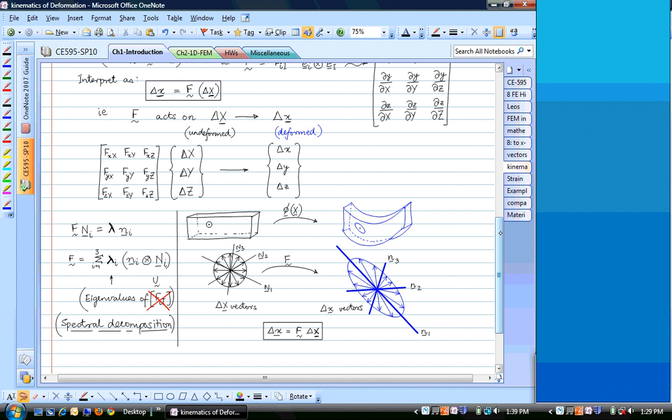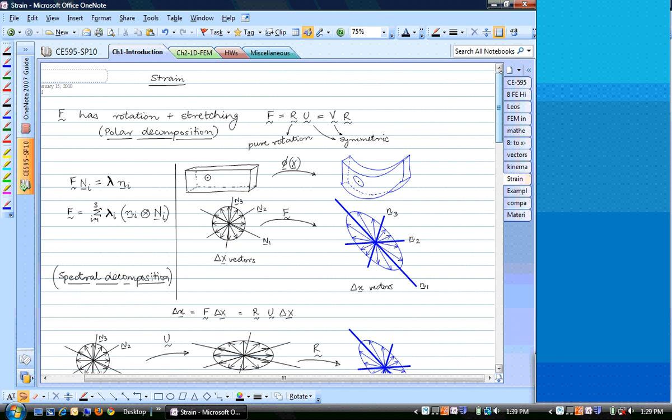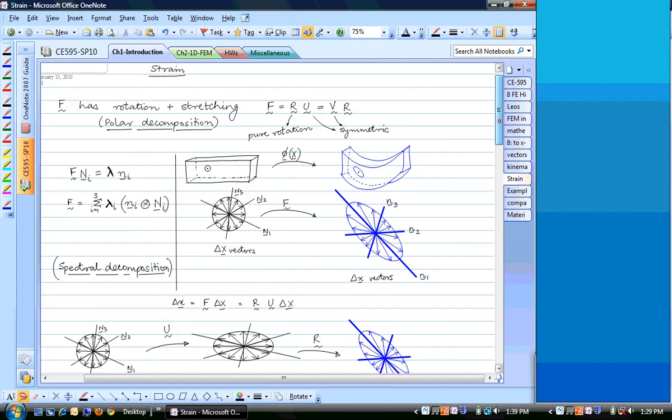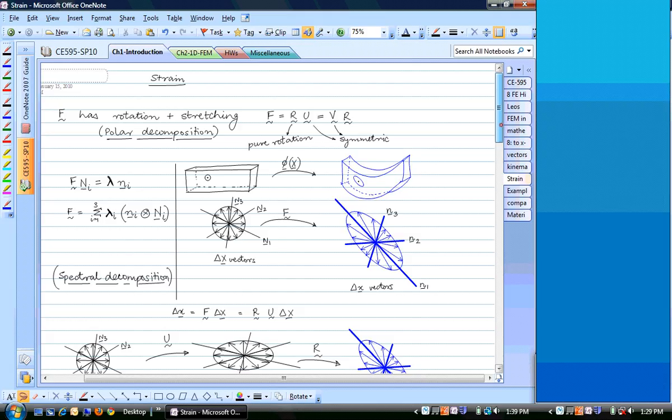So keep this in mind, and now let's try to figure out how we can define strain. Now, this is a handout I was supposed to bring today. I don't know, I've left it somewhere, but take notes along, and I'll post this PDF online anyway. Yeah, we were talking about how this F takes vectors from the undeformed to the deformed configuration.